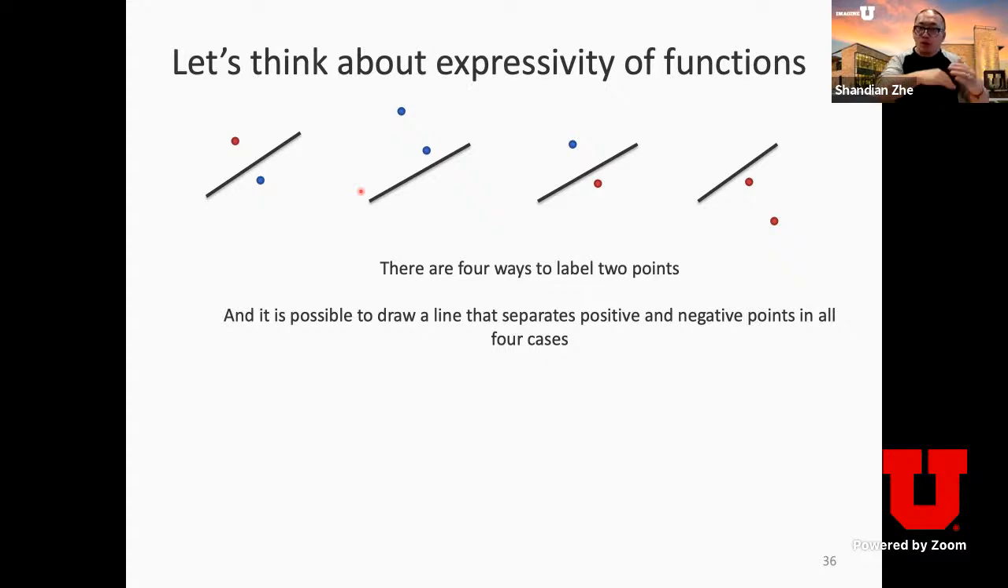So that reflects that our linear functions are expressive enough to differentiate all possible labels over 2 points. And we call this capability that linear functions are expressive enough to shatter 2 points. Why is it called shatter 2 points? Because for any labeling scheme, we can always find a corresponding linear function to separate positive and negative examples. So that's why we say they are expressive enough to shatter 2 points.